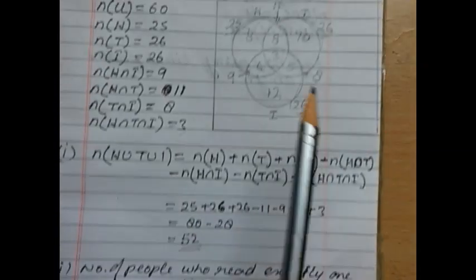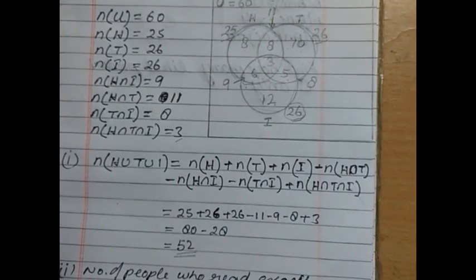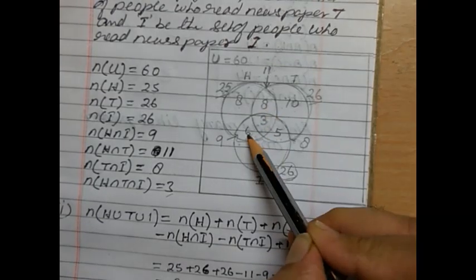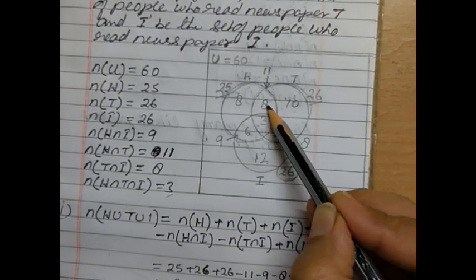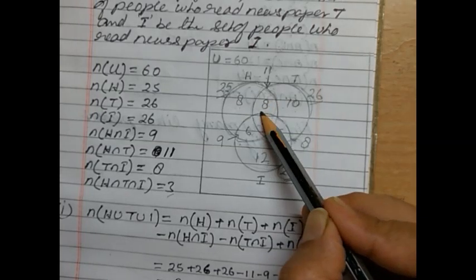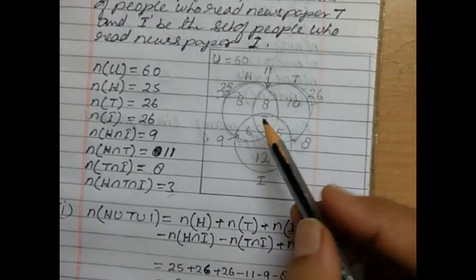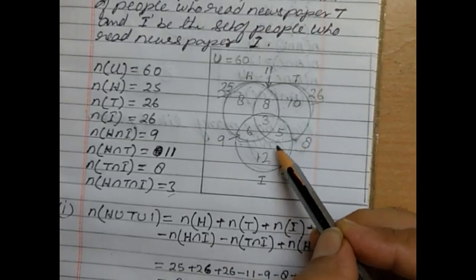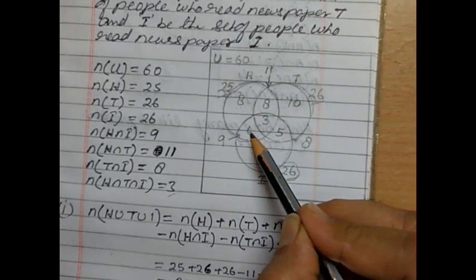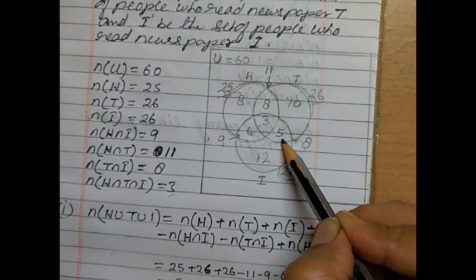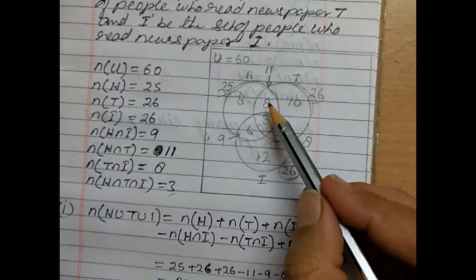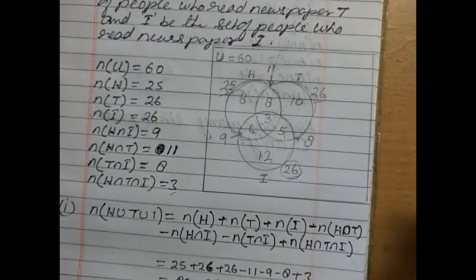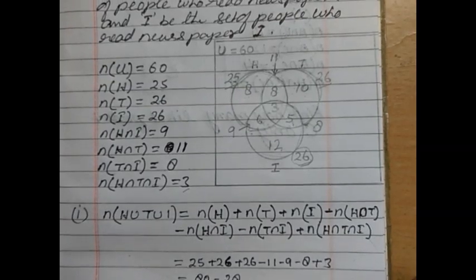Suppose they ask for exactly two papers. When we are talking about exactly two papers, here we have 8, 6 and 5. 8 are the people who are reading H and T, 6 are the people who are reading H and I, and T and I is read by 5. So 8 plus 6 is 14, 14 plus 5, that will be 19 people who will be reading exactly two papers. I hope this is clear. Okay, so this is the way it will be done.